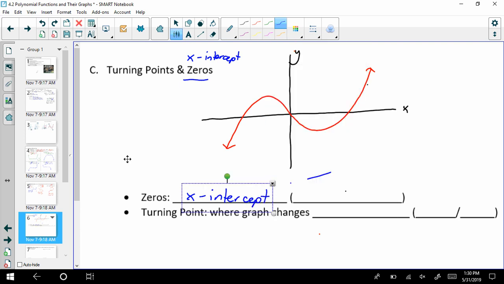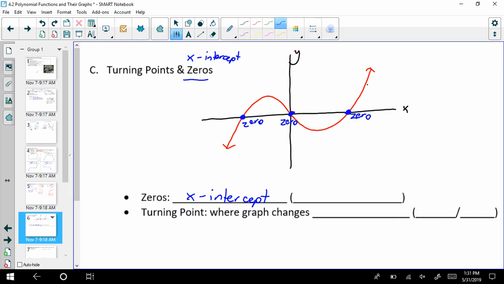A zero is an x-intercept, and you might say, well, why do they call it a zero? Why not call it a 9, an 8? Why is it called that? Well, it's because the x-intercepts, where I cross the x-axis, they are where y is 0. That's why they're called zeros. So this would be a 0, this would be a 0, and this would be a 0. The zeros are the x-intercepts.